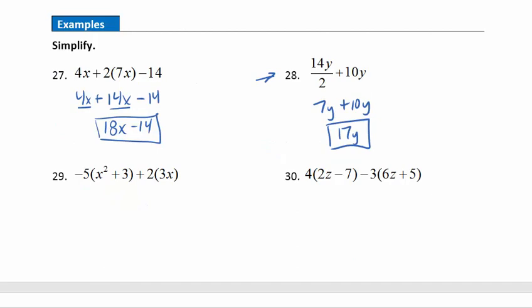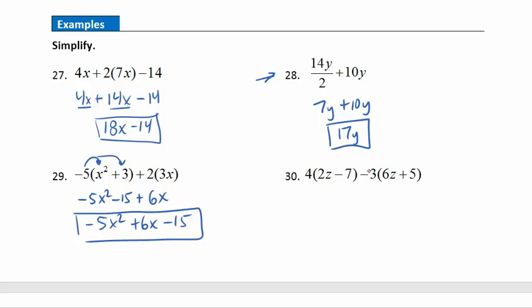Okay, example 29. I have multiplication in 2 spots here. So I'm going to distribute the negative 5. It's going to give me negative 5x squared, and then minus 15 when I distribute the negative 5 to the 3. Plus then I have this multiplication. 2 times 3x is going to give me 6x. Now I'm looking to combine like terms. I don't have any like terms here, but I will write it in descending order. So negative 5x squared first, plus 6x next, and then minus 15 on the end.